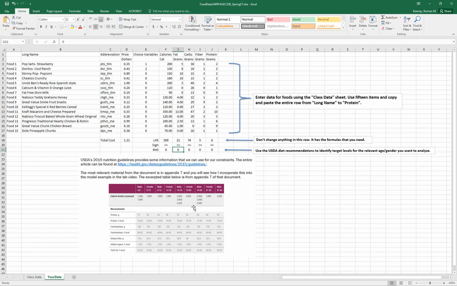Okay, and so the last thing to do is to fill in this right-hand side. Actually, I'm going to go ahead and zero these back out, so there's nothing going on in the calculations. Those formulas I'm going to leave alone. If you look here, it says enter your data from the class data sheet up here, and food 1 to food 15 is listed there to guide you. Then it says don't change anything in this row. It has the formulas you need, so this row should be untouched.